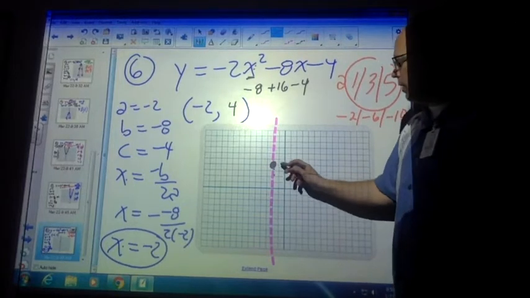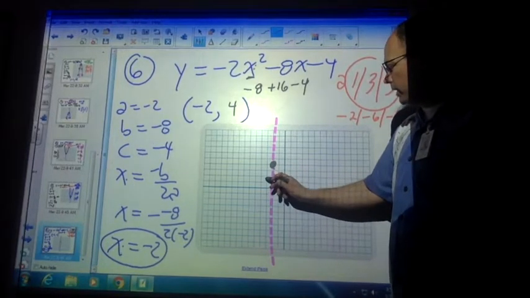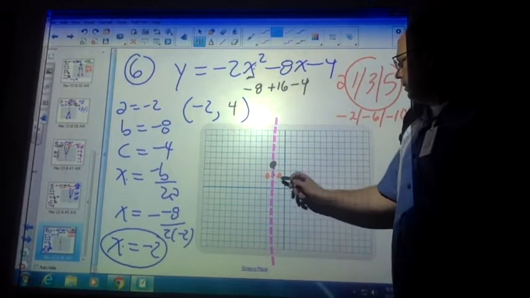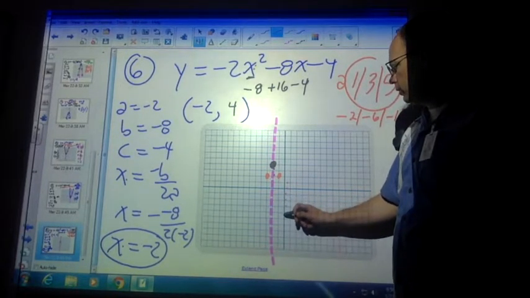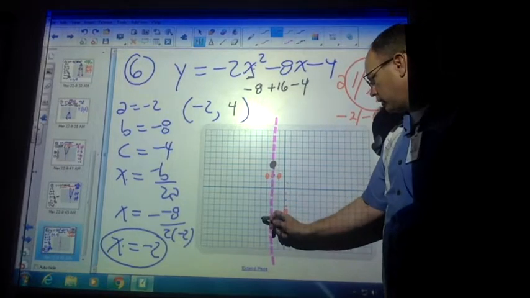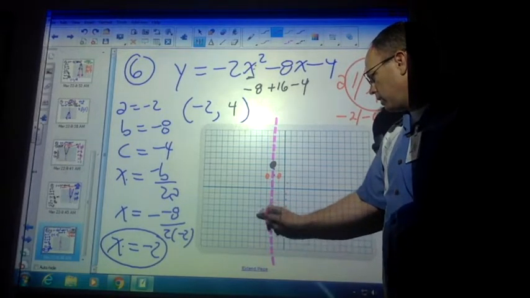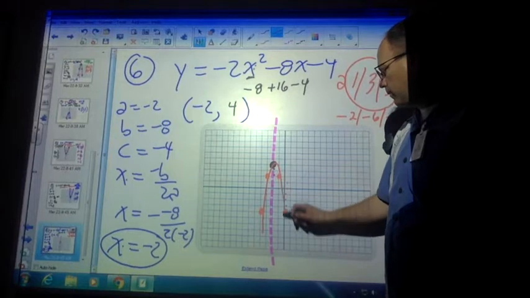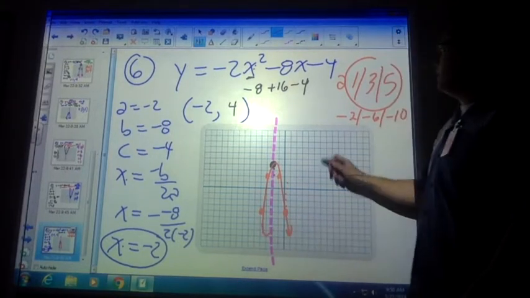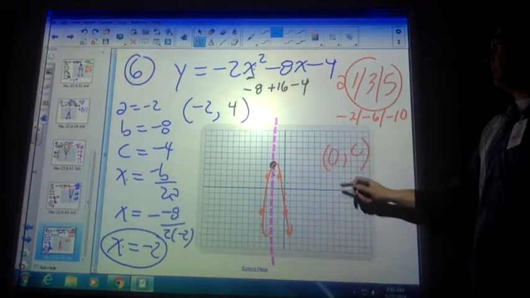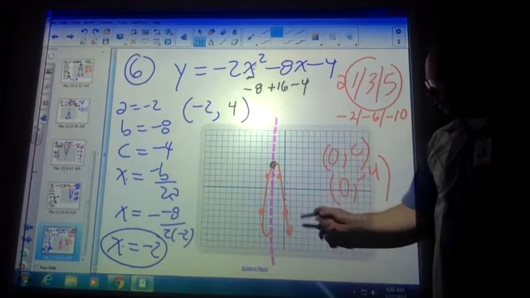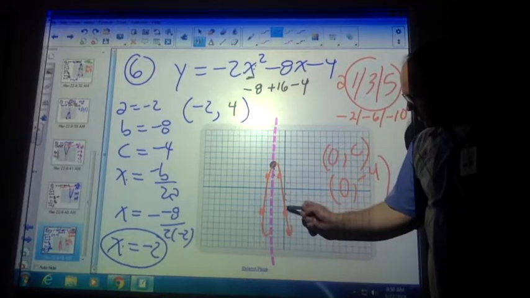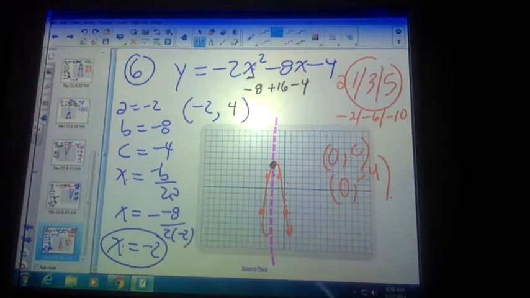Okay, so I'm going to go right one down 2, left one down 2, right one down 6, 1, 2, 3, 4, 5, 6. Left one down 6, right there. That means that 0, comma, C is going to be where it crosses the y-axis, and I know my C value is -4, so 0, -4, 1, 2, it worked.